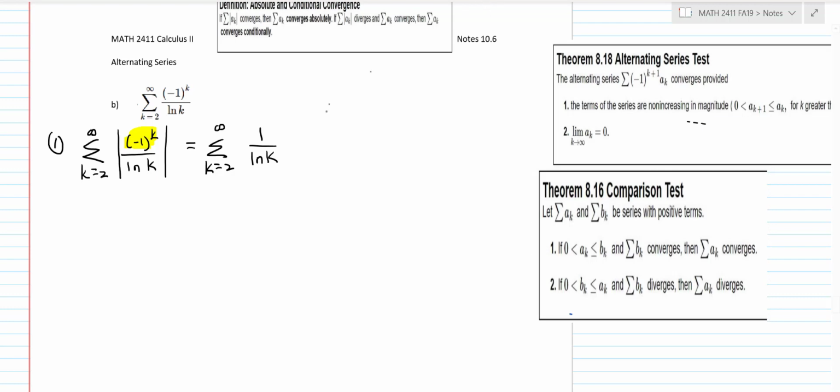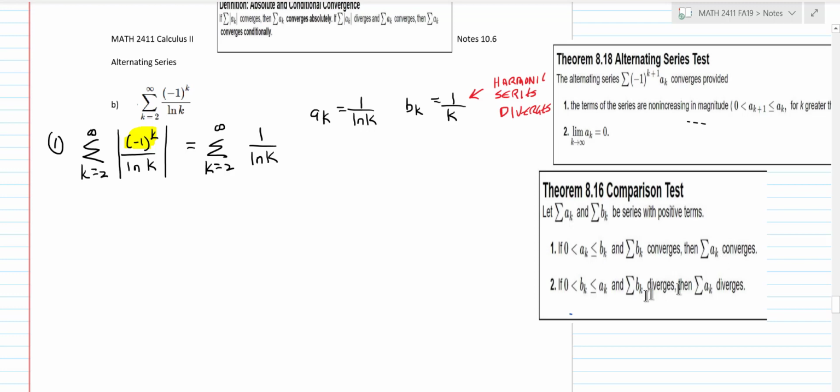Okay, so what we're going to do on this one is look at it this way. First of all, a sub k is the expression 1 over ln of k. And then for b sub k, let's try something like 1 over k. What we know is this is a harmonic series, and we know that a harmonic series diverges. So I'm choosing that so I can compare it to that.